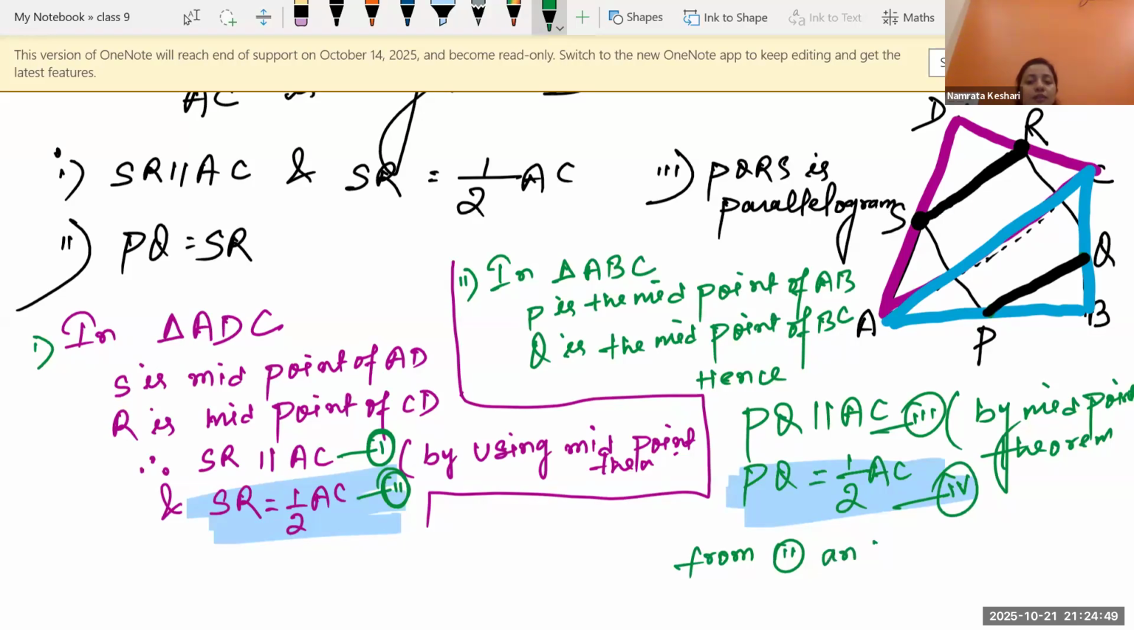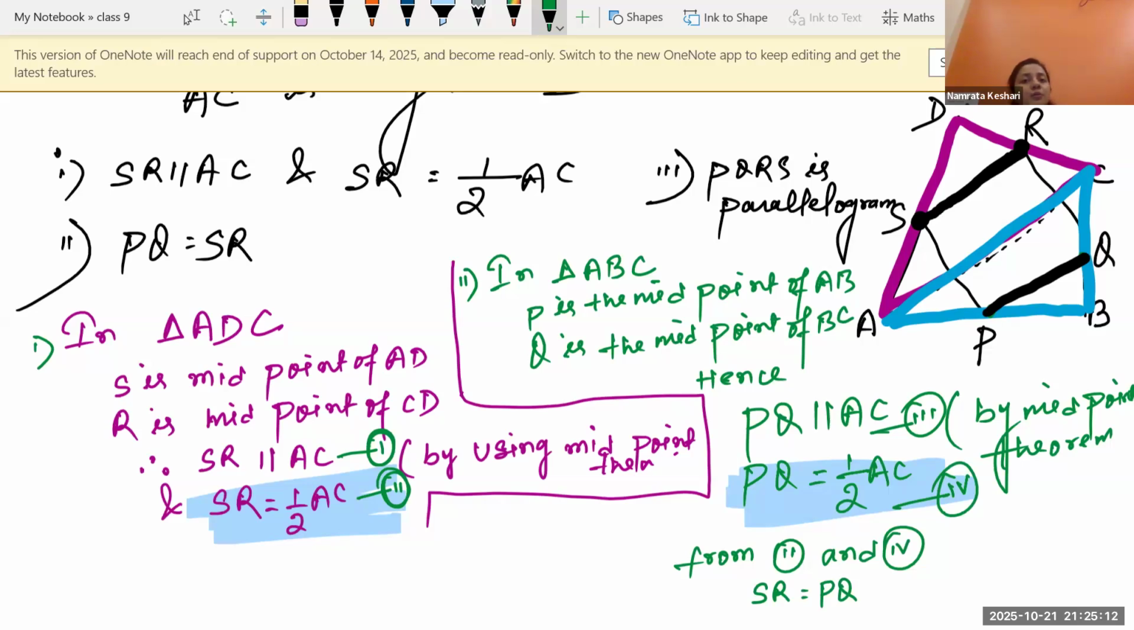Is it making sense, Gauri? Okay. So from 2 and 4, we are able to say that SR and PQ must be the same. We are not seeing the figure. We are just seeing this highlighted part, and we are able to say these two are the same. Okay. Second part proof done.